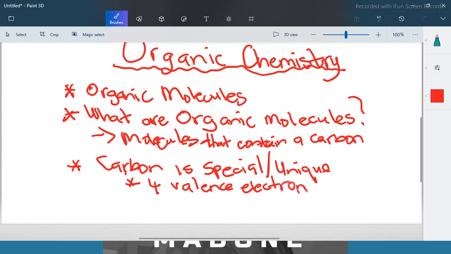Now this is a key point, guys. Please highlight this if you're using highlighters wherever you are. It has 4 valence electrons, right? So this is a unique property, right? And then what else do we know about carbon?